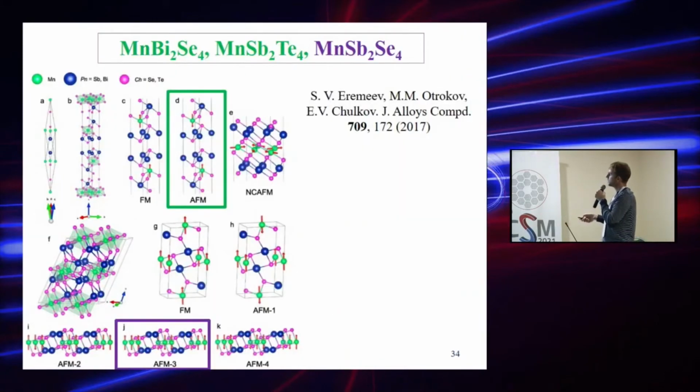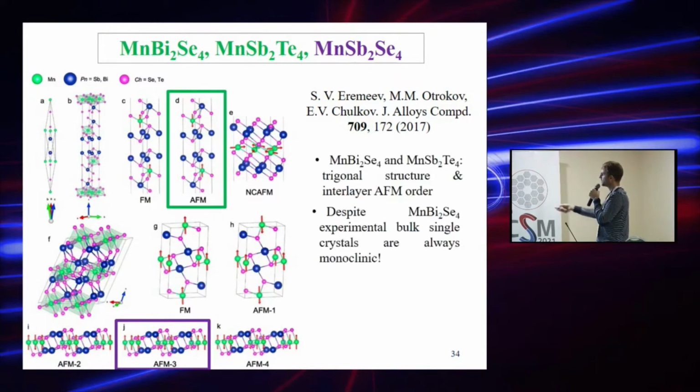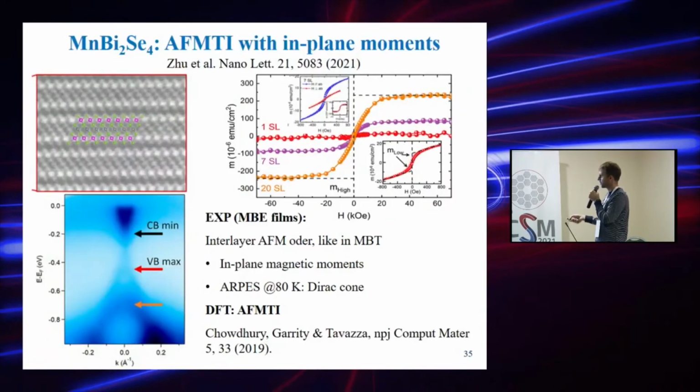And going a little bit to the past, we have actually predicted that these materials that are similar to MBT share the same crystal structure made of septuple layer blocks, and they actually have the same magnetic order. The funny thing about this material in particular is that in the experiment, the bulk single crystals are always monoclinic, which is this structure. But we have found that actually this structure, the layered one, is more favorable. So in principle, if you are able to grow it with an appropriate technique, it can exist. And this was confirmed very recently in the experiment.